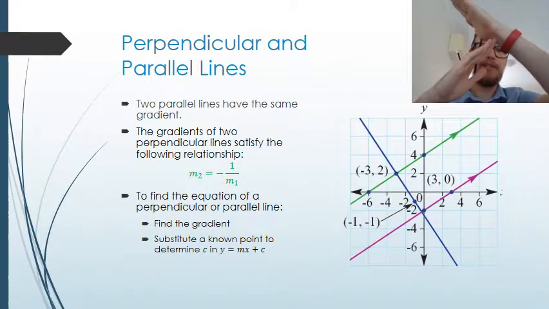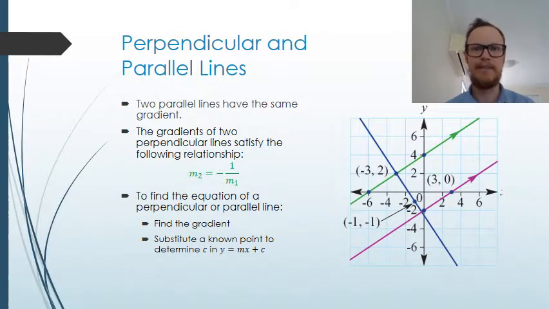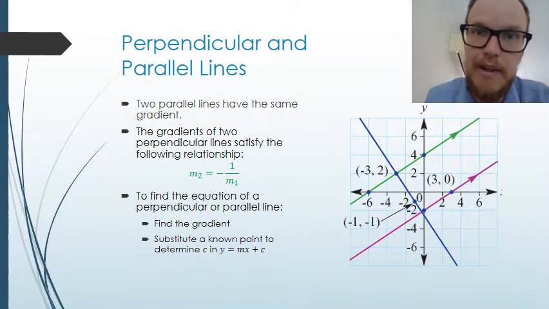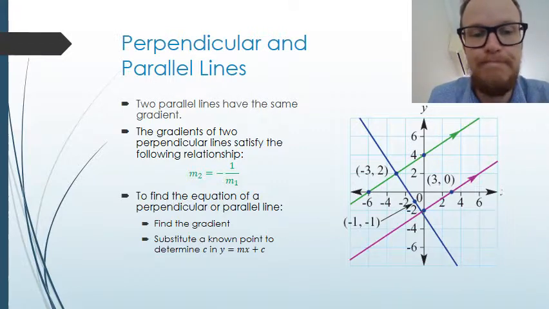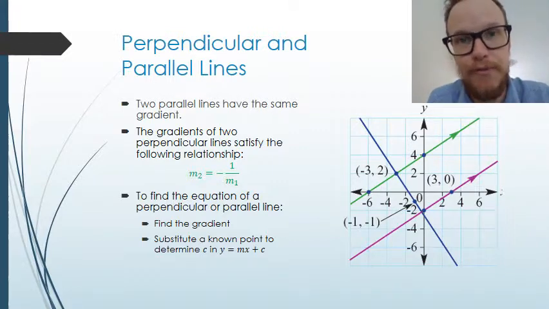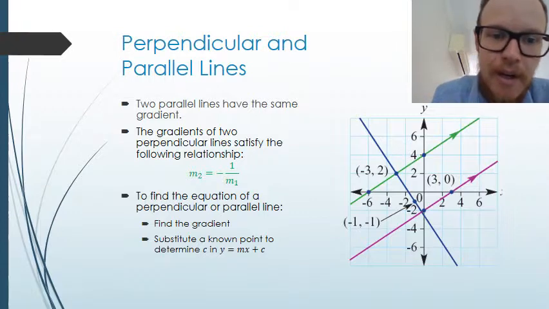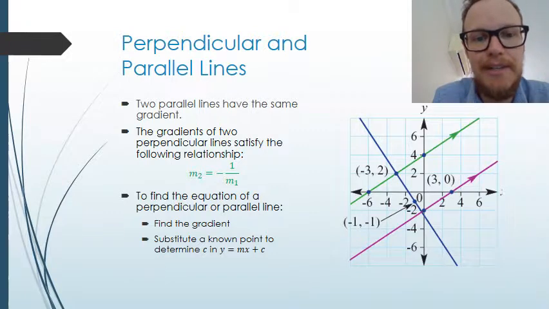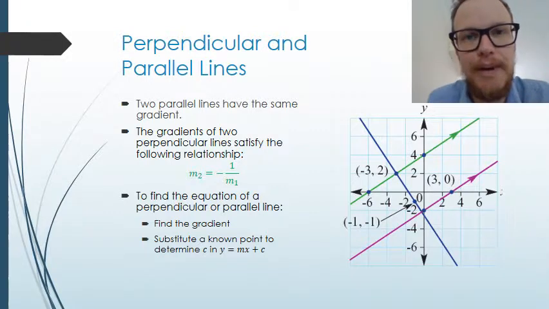For lines that are perpendicular, obviously if it's a positive gradient, a perpendicular line at 90 degrees is going to have a negative gradient. So the relationship between the gradient of the first line and the second line is that they're going to be negative of each other. So the gradient of the second line is going to be negative of the gradient of the first line.